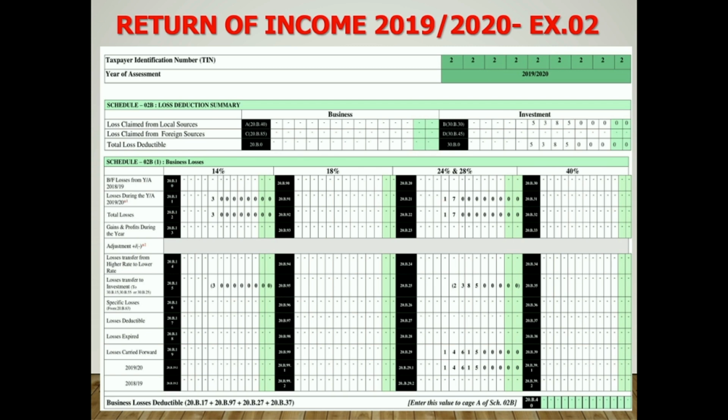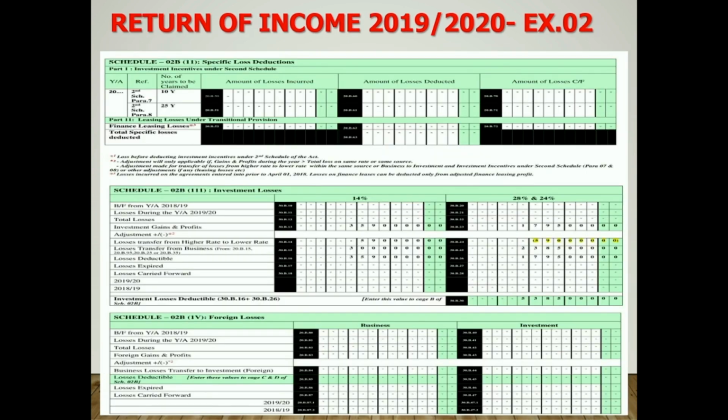Therefore, I have transferred rupees 3 million and 2,385,000 to the investment schedule to deduct against the investment income, and the balance has been carried forward to the next year of assessment. Subschedule 2B2 is for special losses, and if you are having leasing losses or losses due to the enhanced capital allowances, this schedule should be filled as you have done in the previous year of assessment.